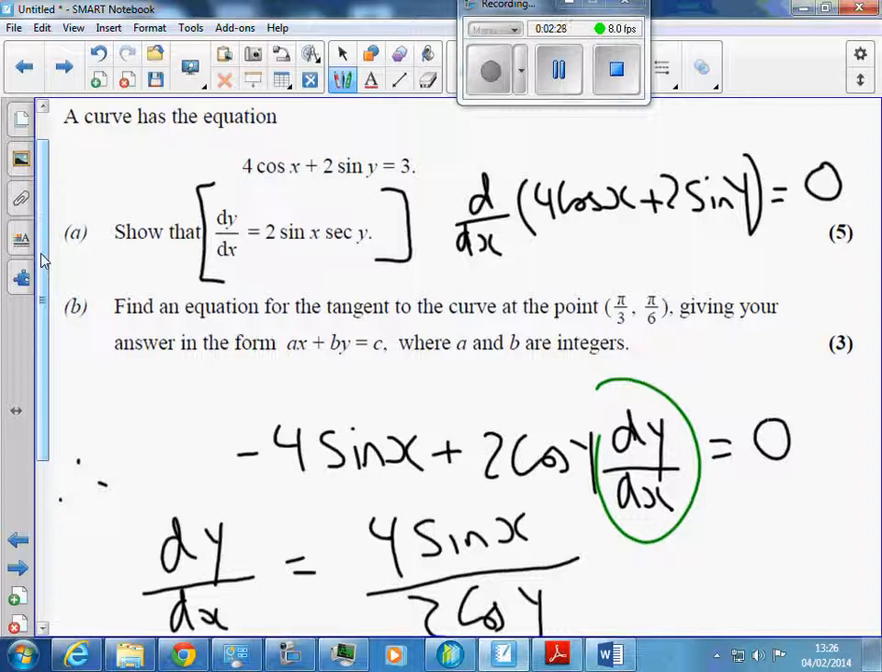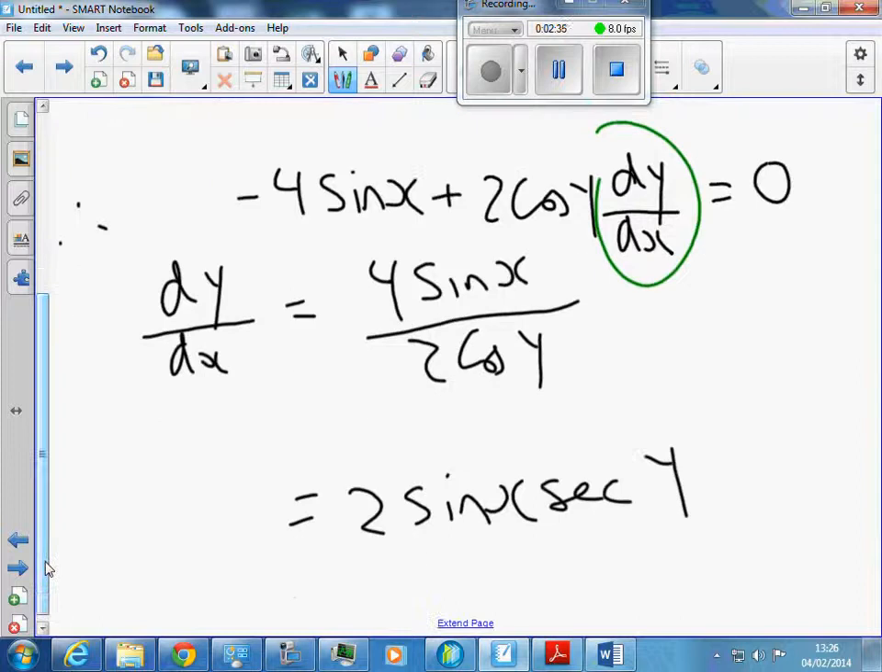Part B: find an equation for the tangent to the curve at the point pi by 3 and pi by 6. So dy by dx. Now I did hear someone say, don't we use the x value? Yes, if y is a function of x, in C1 we did dy by dx and plugged in the x coordinate, the x value, to find the gradient.